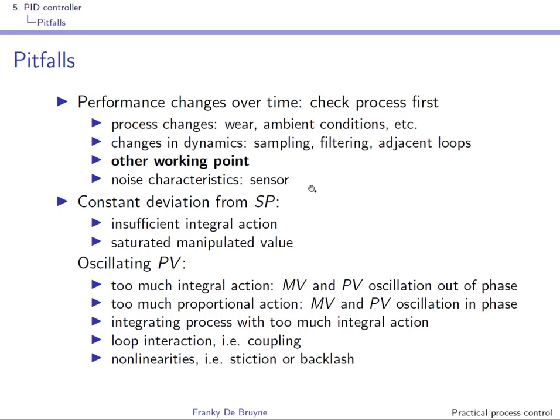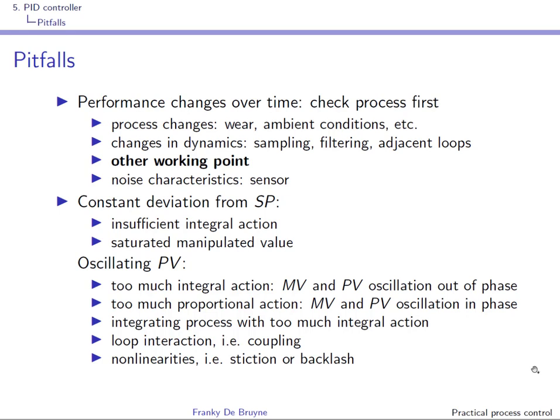If you produce something new, another product, you end up in another working point, and it might be that the dynamics are different. For instance, if you have tuned a controller aggressively around a particular working point, and you end up in a working point where the process gain is higher, this is going to lead to oscillations. We'll see later in the course how you can deal with this by adapting the controller to the working point using gain scheduling or controller scheduling.